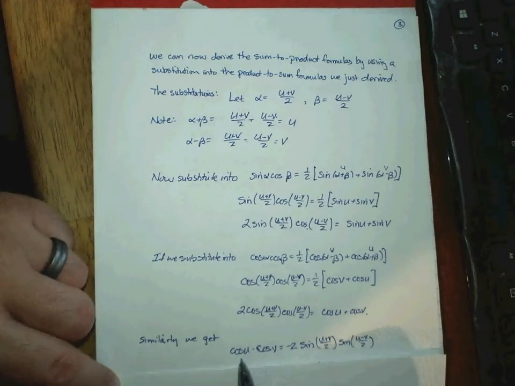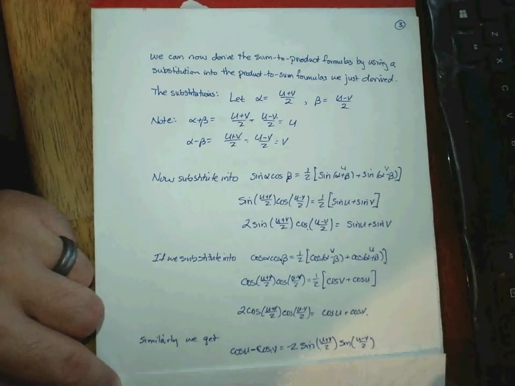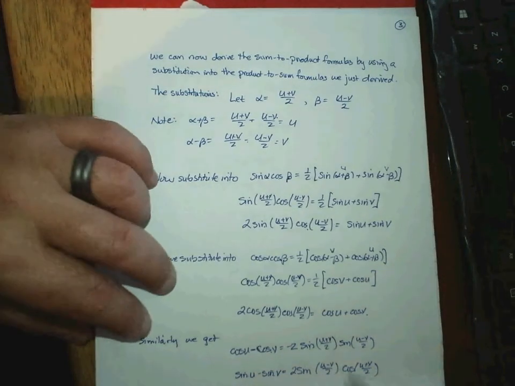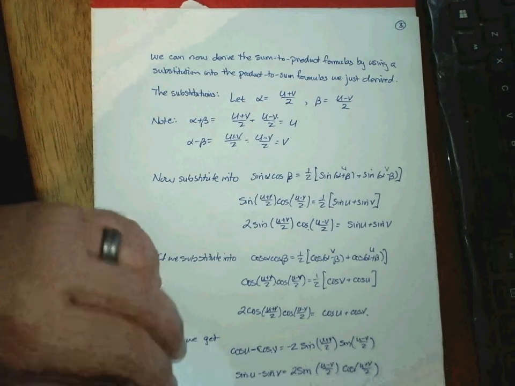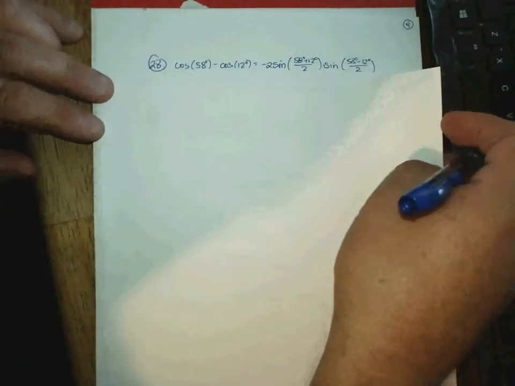Okay? If I do a similar thing, I can get this to work for the cosine of the difference of two angles, the cosine of u minus the cosine of v, being the product of two sines, and the difference of two sines being the product of a sine and a cosine. Same substitutions into the identities that we derived prior. Okay? All right. Now let's take a look at how we use these.